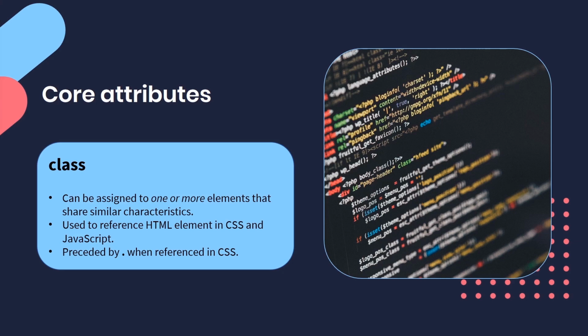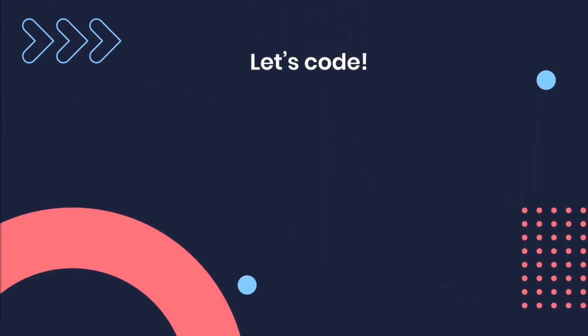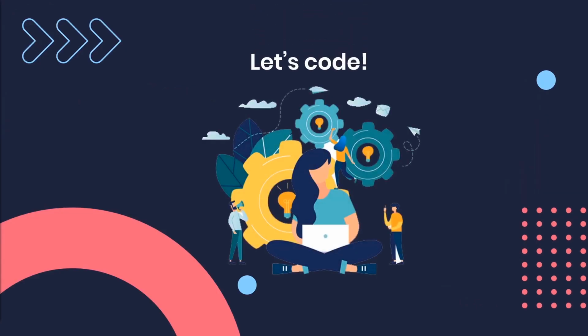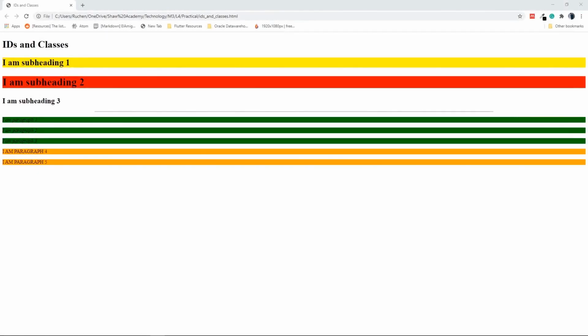Now, we've been discussing attributes such as classes and IDs, but I think given that these two are so important, let's jump straight into a practical and start coding so we can better understand the difference between an ID and a class using styling. So before we even get started with our coding session today, let's have a look at what we are trying to achieve.